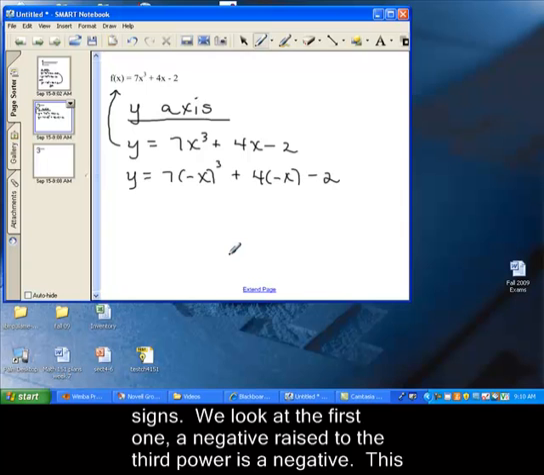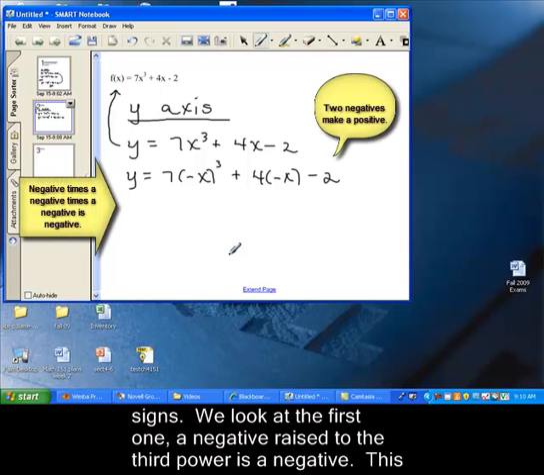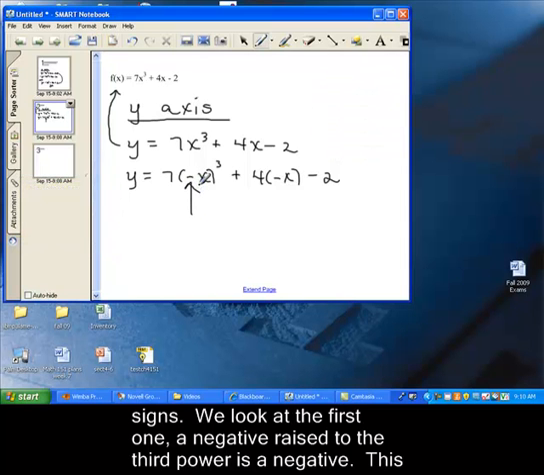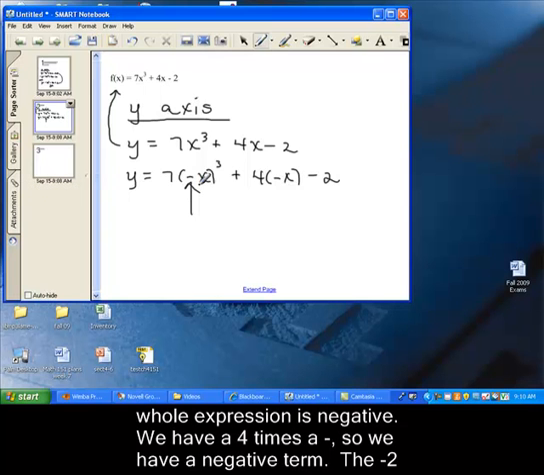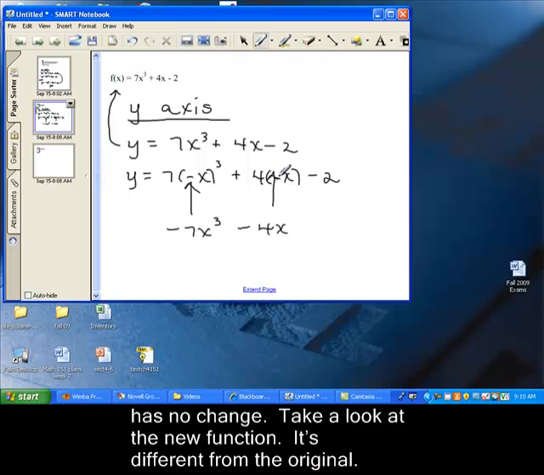All I've done here is replaced every x with negative x. Now, when we do the algebra on these, we need to be careful and make sure we get our signs right. When we look at this first one, we have a negative inside parentheses. When you take a negative and you raise it to the third power, you would have a negative times a negative times a negative, which would make that whole expression negative. In the next case, we have a 4 times a negative. The negative's inside the parentheses, so it's like a -1. So 4 times -1 is a -4. And then we have the -2 that has no change in sign.